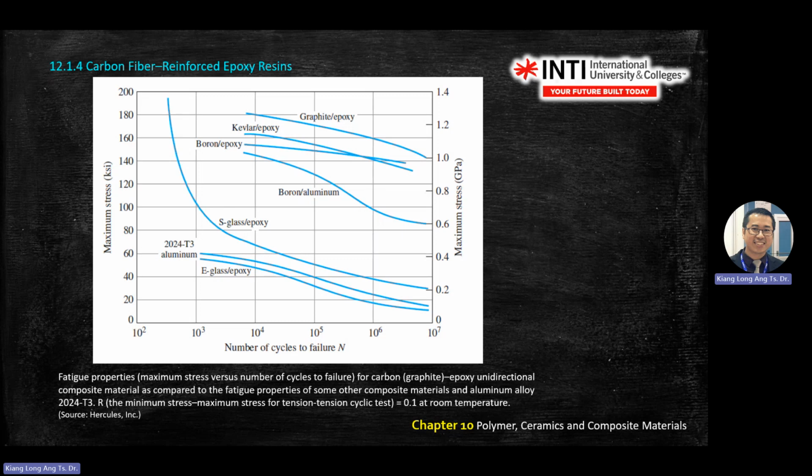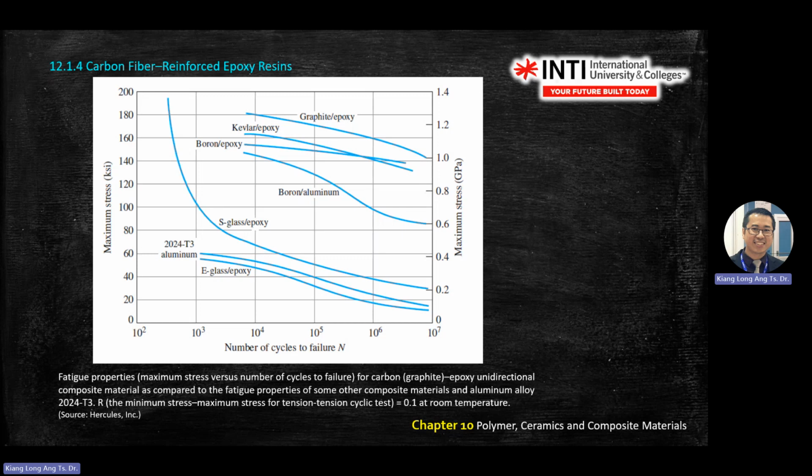The left axis will be maximum stress. On the right will be the unit, SI on the left and imperial on the right. And the x-axis will be the number of cycles to failure. It means you hit it a lot of times. For example, all these are 10 power something. The minimum will be 100, up to 10 mega cycles. Very fast, you hit it very fast. Okay. Or lots of times.